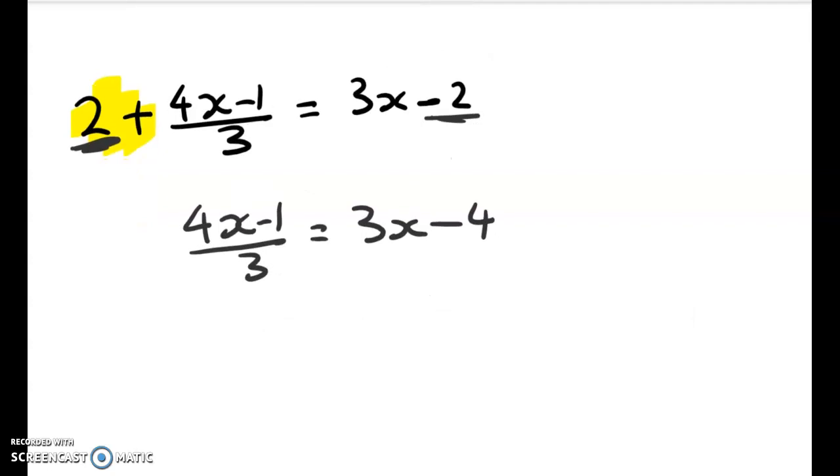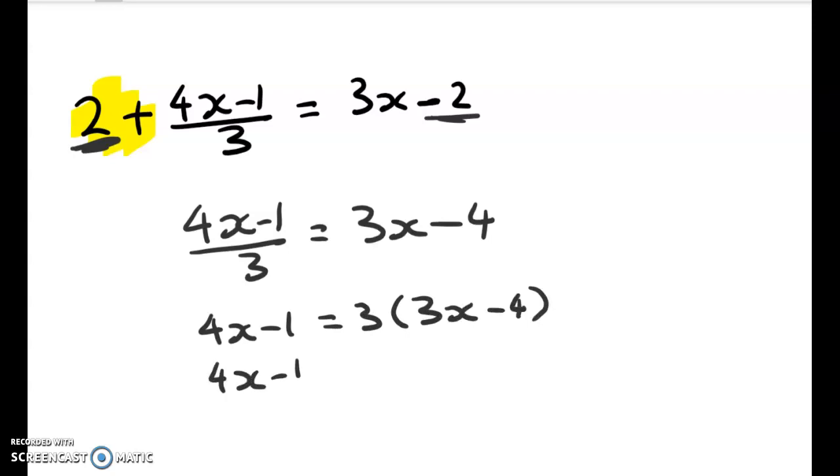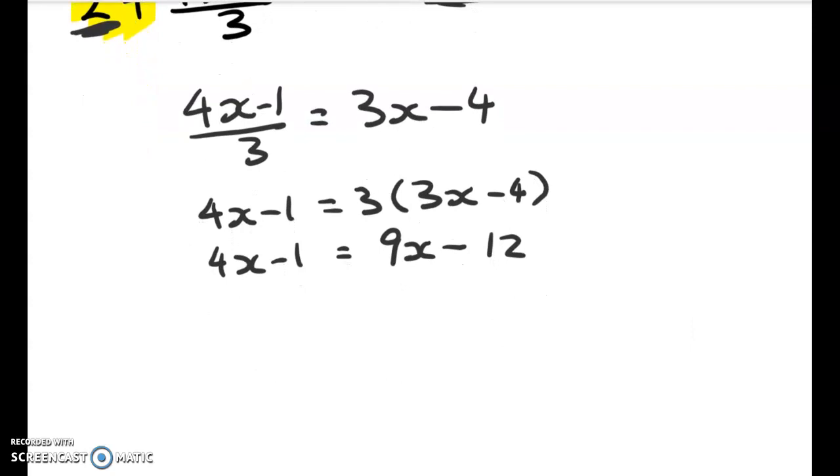Now we multiply through by 3. 4x minus 1 is equal to 3 times all of that. So pop it into brackets, and now we're going to expand out the brackets. So 9x minus 12. We're back to x's on both sides. First I'll clean up my numbers.